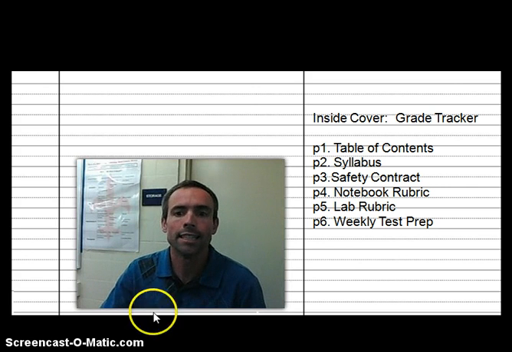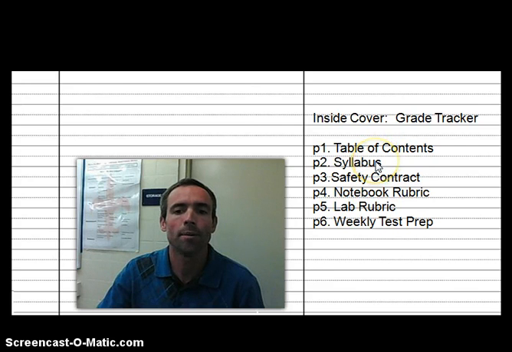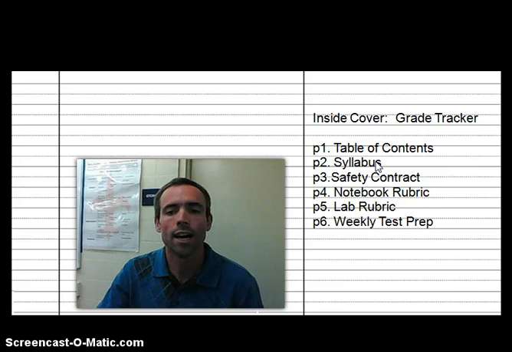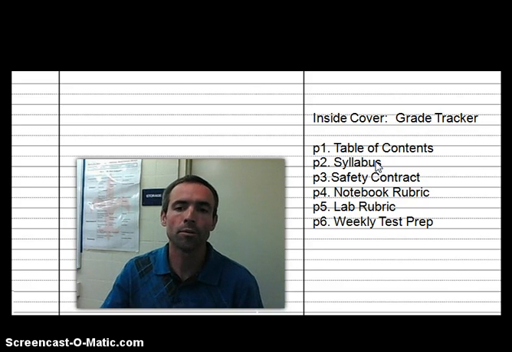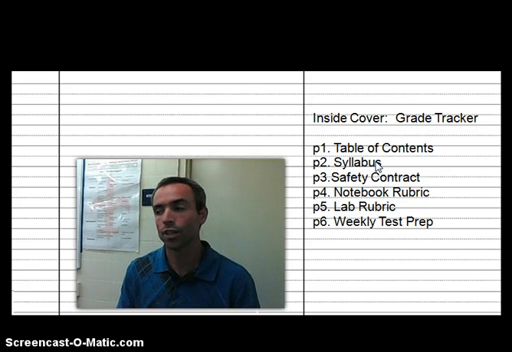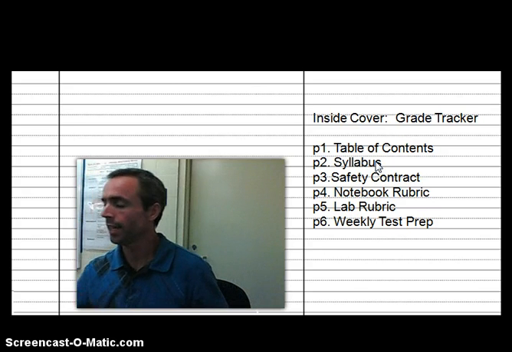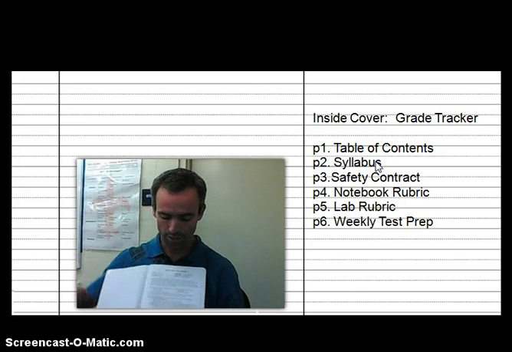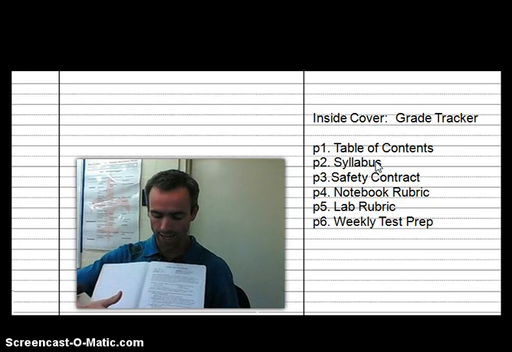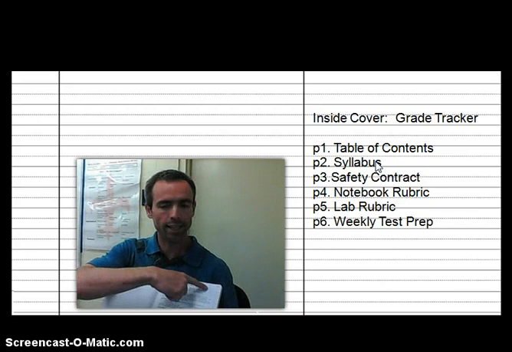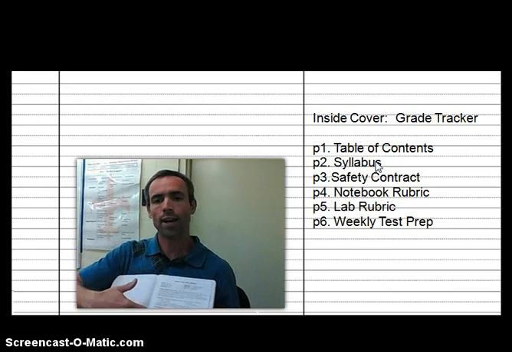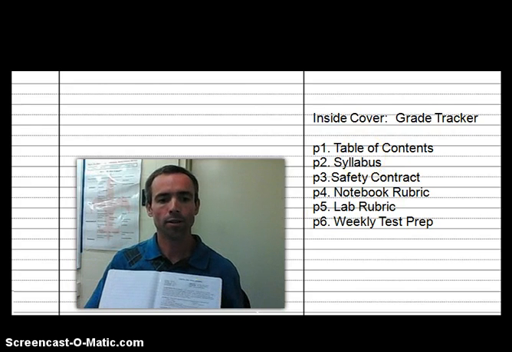So we've done the inside cover and the table of contents. Let's go on to page 2. Page 2 will be the syllabus, which was given the first day of school. I want you to cut it out. I basically put it in here like this. Cut along the edges, make sure you don't cut off anything from the back, and then you can go ahead and tape that in. Let me show you.